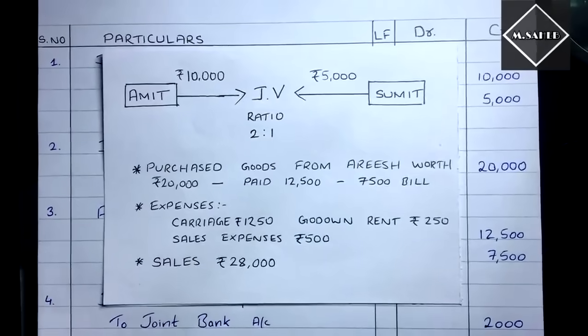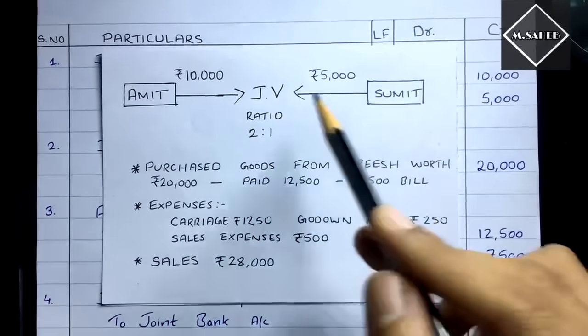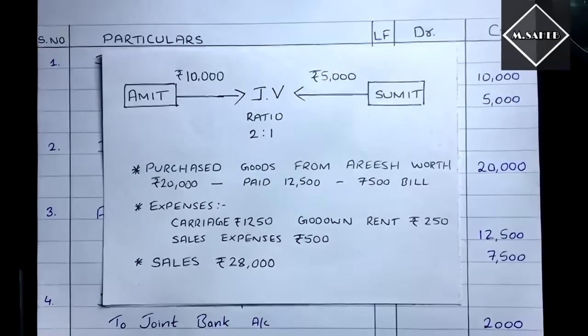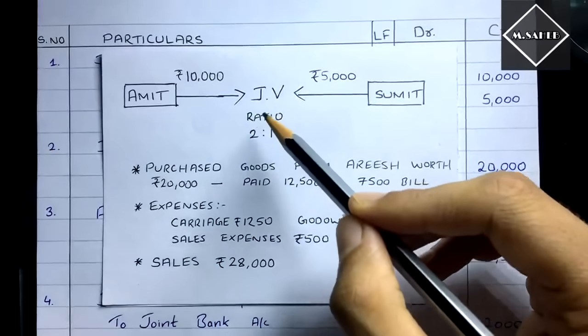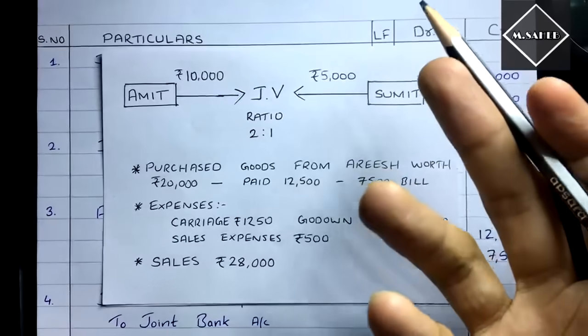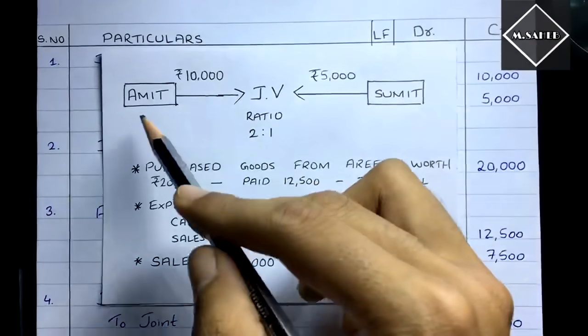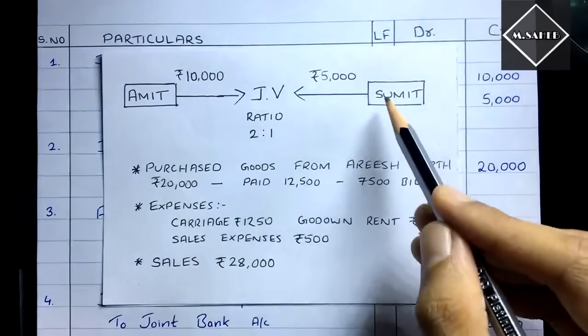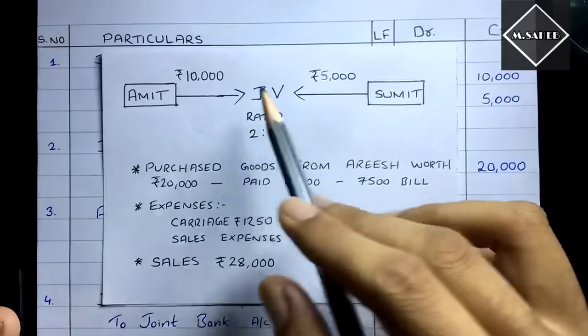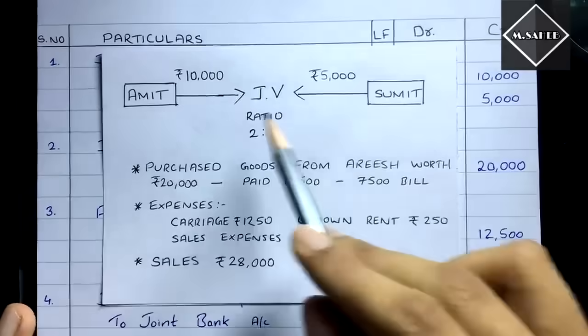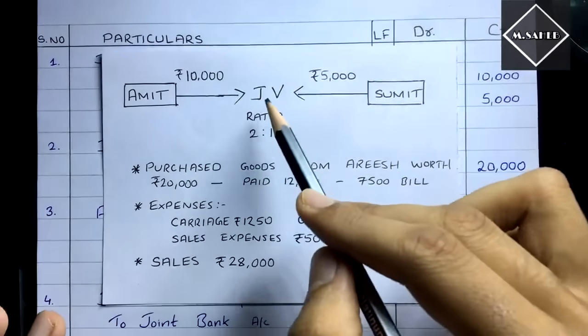At first, Amit and Sumit came together and formed this temporary partnership, this joint venture, this temporary business. And now to run this business successfully, of course they need money, right? So Amit contributed 10,000 as his capital and Sumit contributed 5,000 as his capital. So both of these co-venturers, these owners, have contributed into the joint venture.